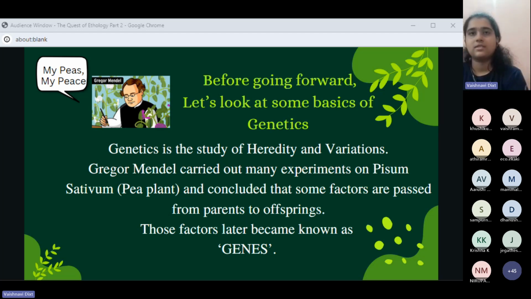Variations of genes. Yes, correct. The alternate forms of genes are called alleles. Different types of genes. Okay, yes. So the alternate forms of genes, different forms or variations of a gene. Yes, you guys are correct. So alternate forms of a gene are called alleles.